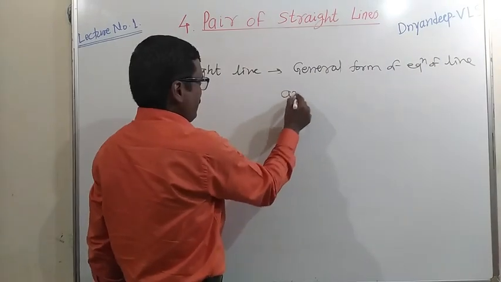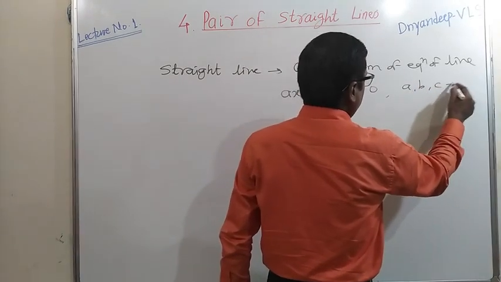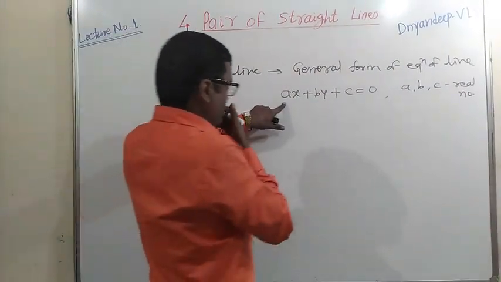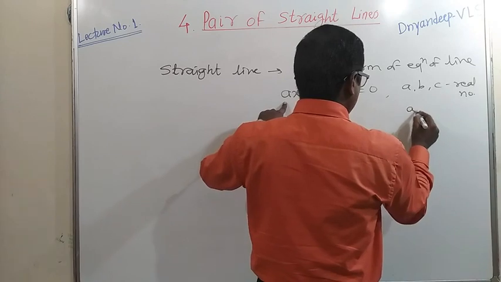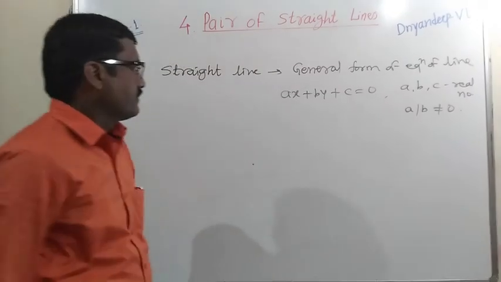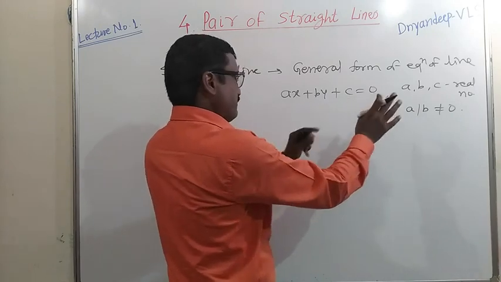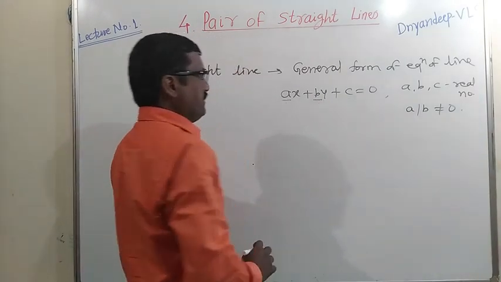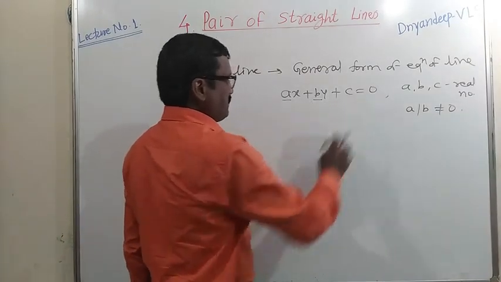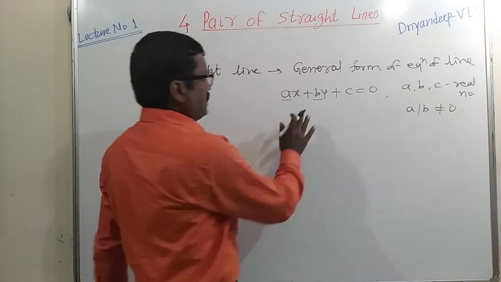that is ax plus by plus c equal to 0, where a, b, c are real numbers, and one condition is there that either a or b should not be 0. Any two of these b and c or a and c may be 0, but at least one of these two, a and b, should not be equal to 0. If both these become 0, then this c will become constant and it will not remain the equation of a straight line. So that is the general form of equation.